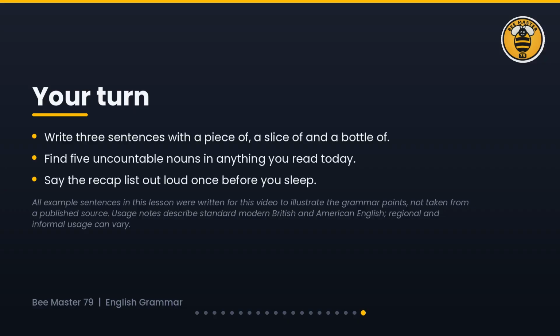Here is your homework, and it is short. 1. Write 3 sentences using a piece of, a slice of, and a bottle of. 2. Find 5 uncountable nouns in anything you read today, such as an article, a menu, or a message from a friend, and use them. 3. Say the recap list out loud once before you sleep.